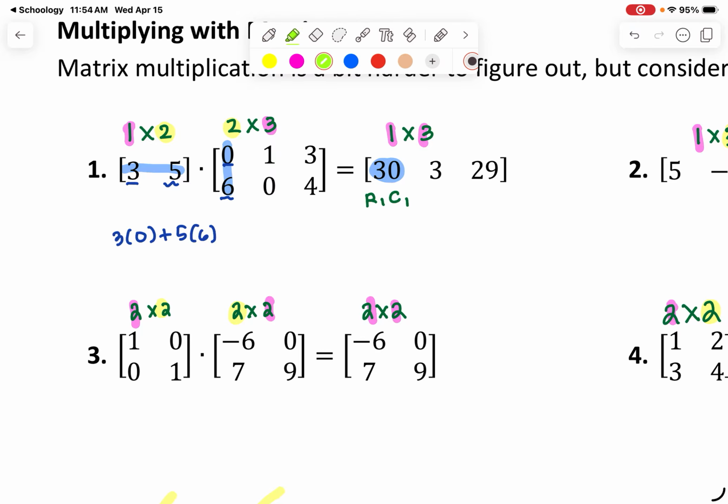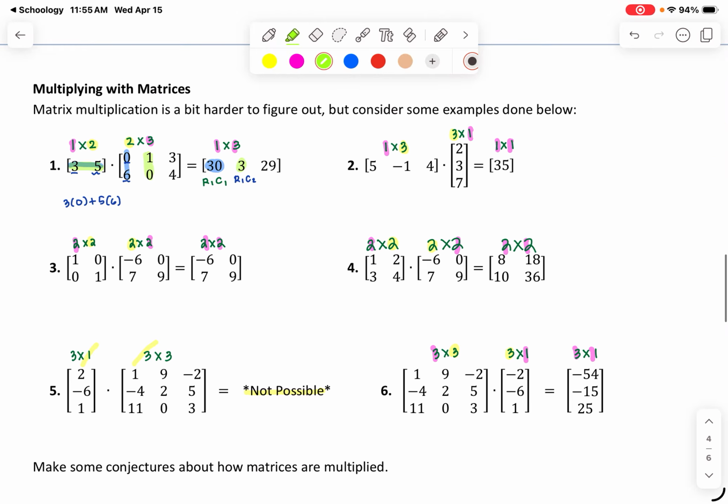Yeah, okay. This is my row 1, column 2. So you multiply row 1 times column 2. 3 times 1 is 3, plus 5 times 0 is 0. 3 plus 0, 3. If I do row 1 times column 3, 3 times 3 plus 5 times 4, 9 plus 20, 29. See that? All right, so that's what's happening on all of these, okay? That's how you get your entries.